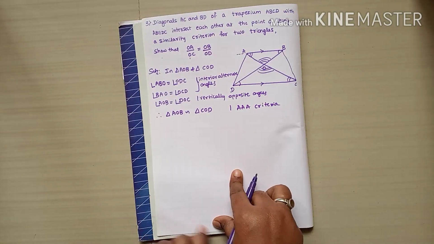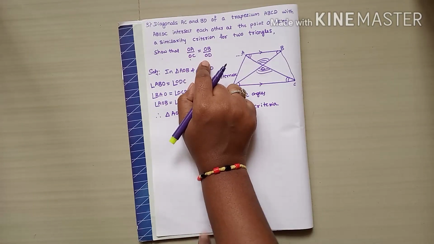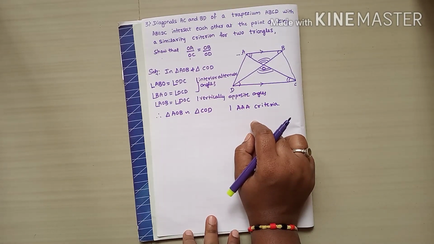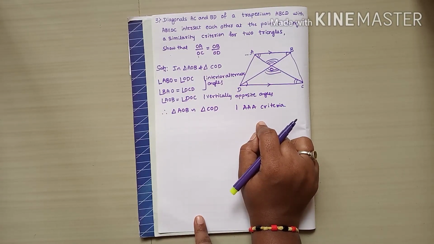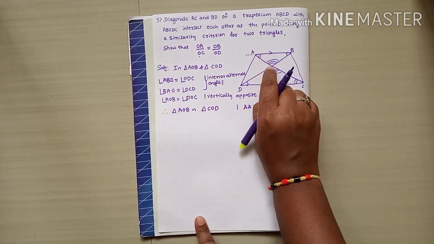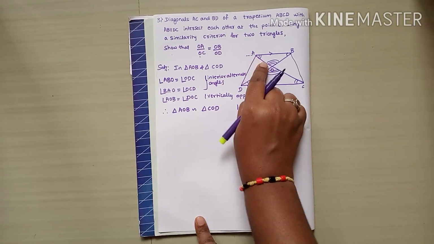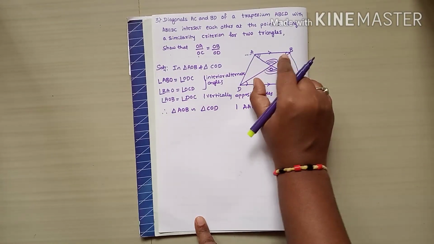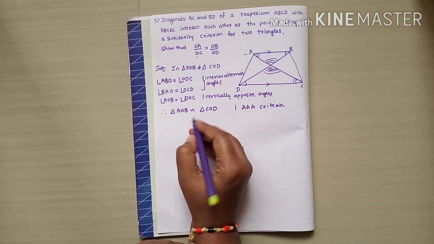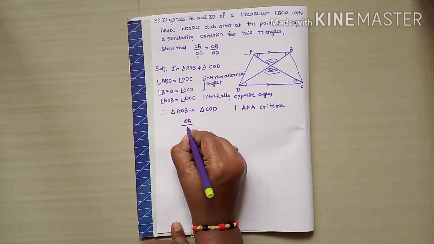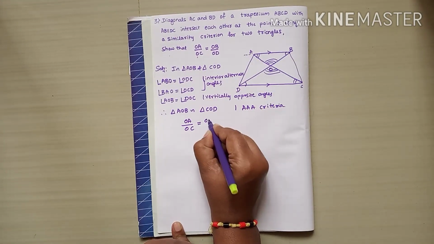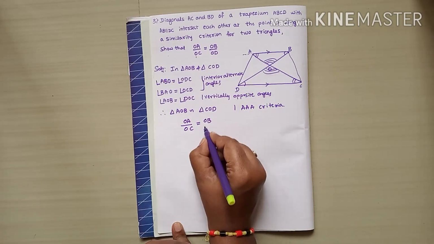Now we have got that these two triangles are similar, which means the corresponding sides are in the same ratio. How will you identify the corresponding sides? Opposite to angle B in triangle AOB is OA, and the two angles are equal: angle B equals angle D. Angle B is opposite OA, angle D is opposite OC. So we can write OA divided by OC is equal to, now angle A is opposite OB, and angle C is opposite OD.